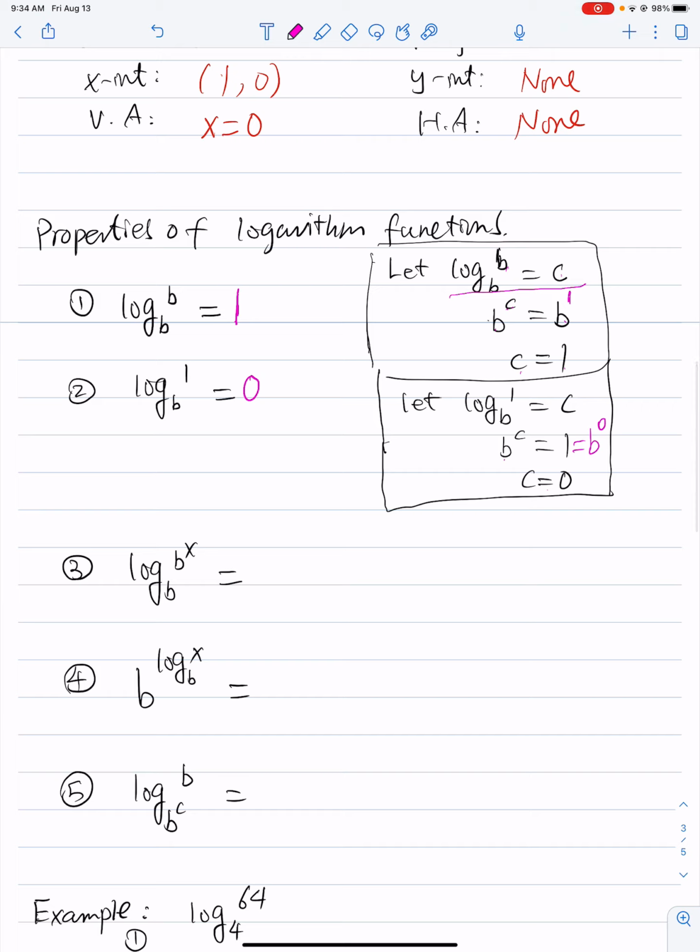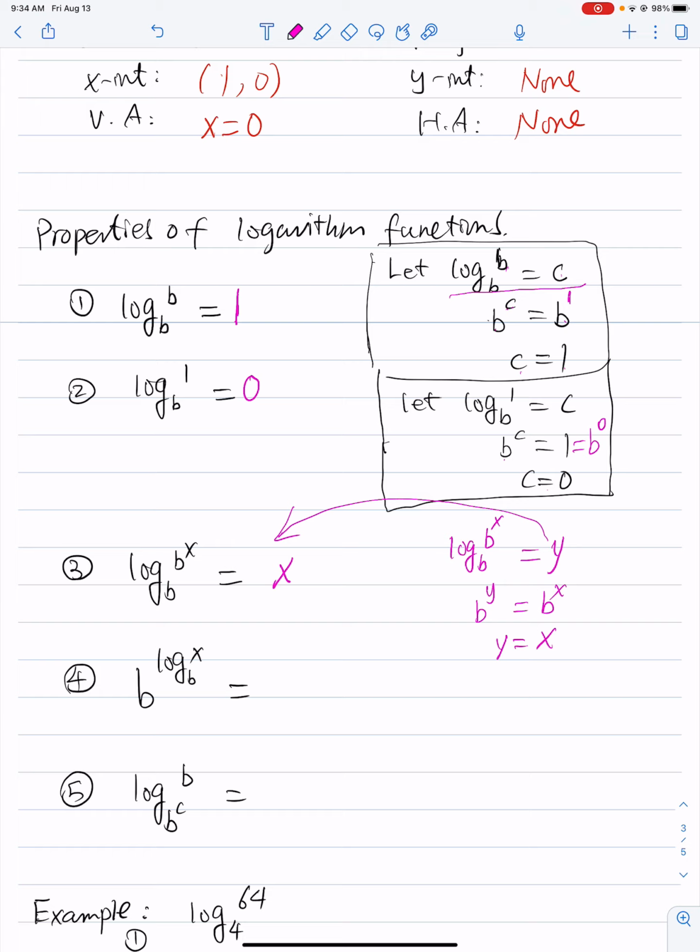So log_b of b^x, what will this one equal to? x. So you can do it very quickly. log_b of b^x equal to what do you want? Maybe y here. So what do we have here? It's b to the y, which will be b to the x. What will be your y? It's x, yeah? So this is your x.